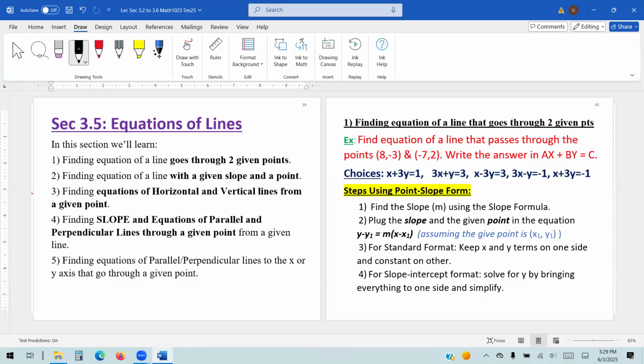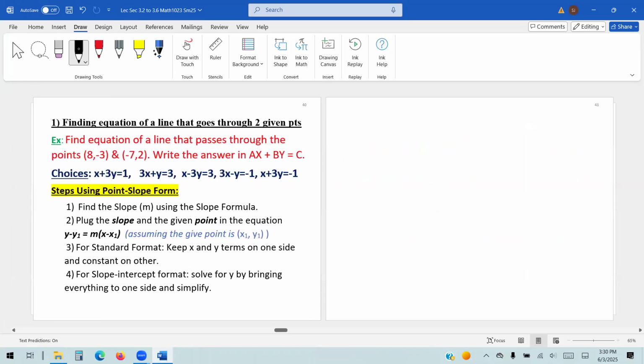But the main thing is, whatever you pick here, you have to pick the entire thing. If you pick x from here, you have to get the y from here. You cannot pick x here and y here. You have to pick one pair and substitute here. So step 1, find the slope. What's the slope formula?